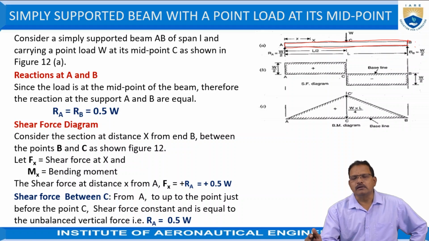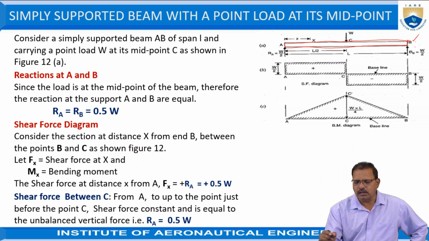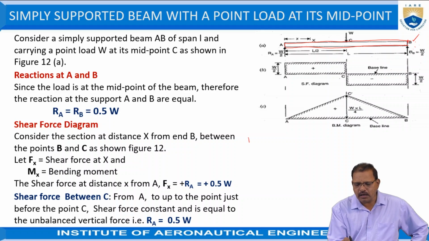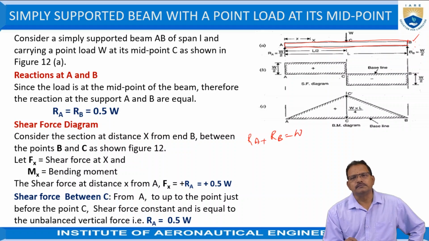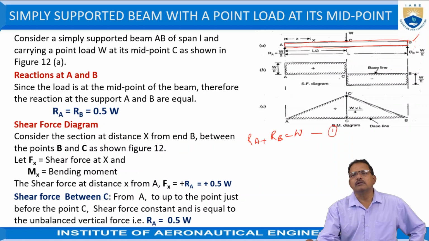So for figure number 1, the sum of the vertical forces: the reaction at A is assumed as RA, the reaction at B as RB. These are acting in upward direction and W is acting in downward direction. Hence RA plus RB should be equal to W. It is equation number 1.